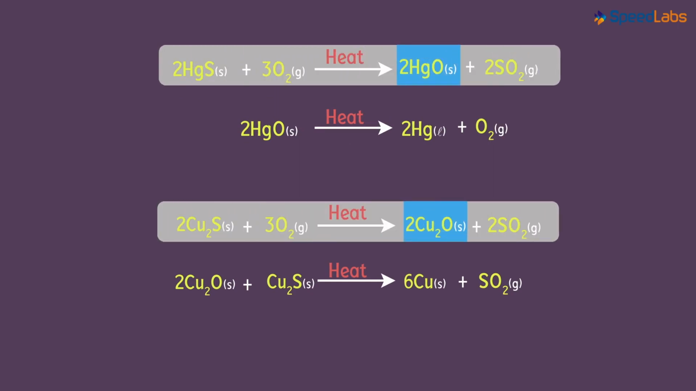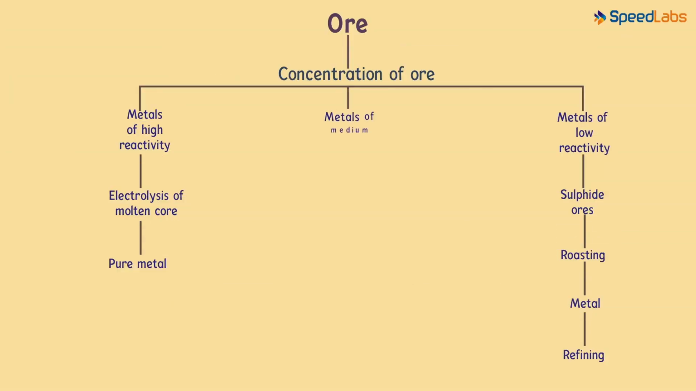This conversion to oxide is done by the process of roasting. It means the ore is heated in the presence of excess air. The process of roasting is generally used for sulfide ores. The metals in the middle of the activity series are moderately reactive, and they are usually present as sulfides or carbonates. As we saw, the sulfide ores are converted into oxides by the process of roasting.